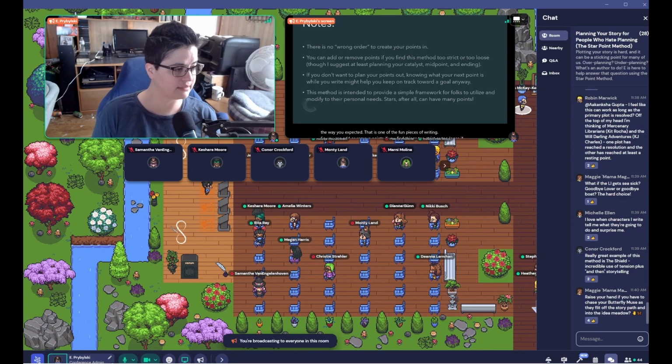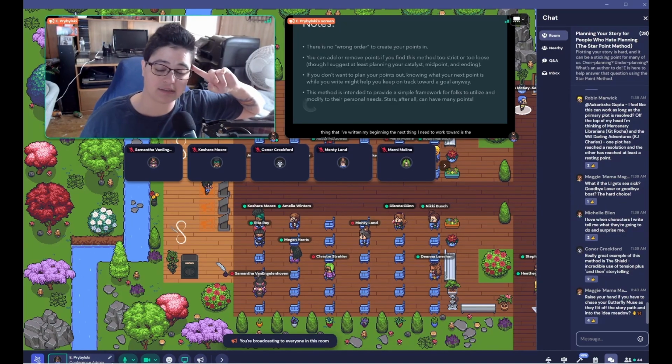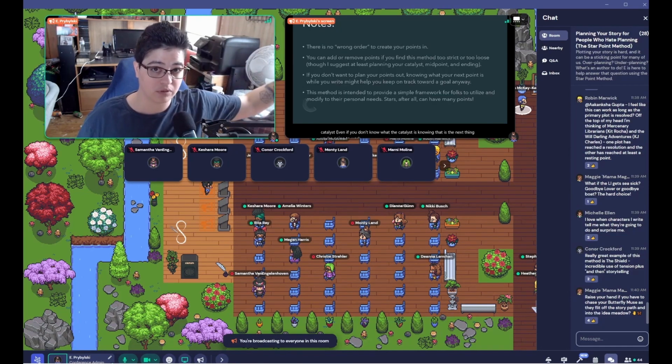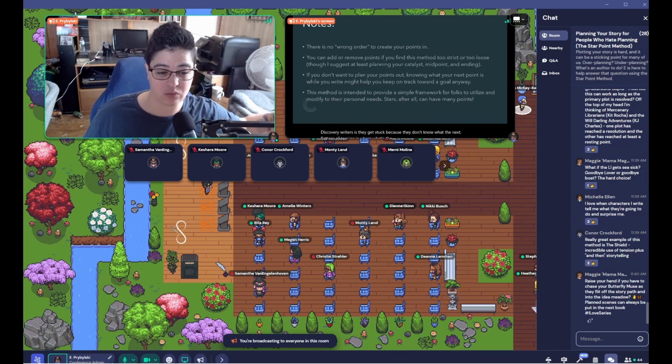If you don't want to plan things out, at least know what the next point is going to be. Even if you don't know what's going to happen at that point, knowing, okay, I've written my beginning, the next thing I need to work toward is the catalyst. Even if you don't know what the catalyst is, knowing that that is the next thing you're going to work on will help you write forward and not get stuck. Because one of the things that happens to discovery writers is they get stuck because they don't know what the next pattern of tension is. What's the next piece that I need? What's the next direction I need to go?